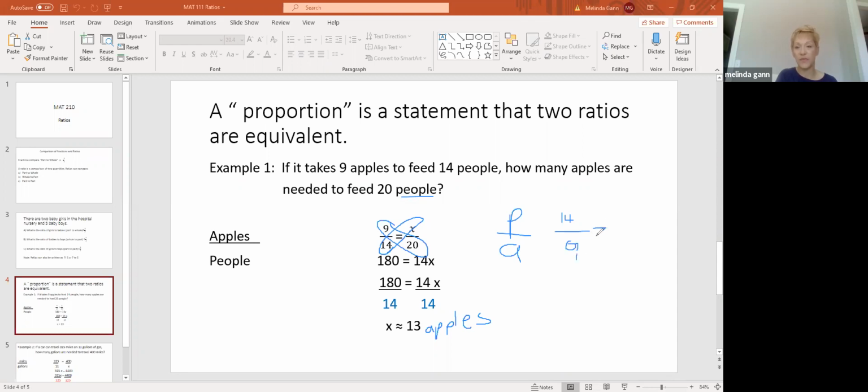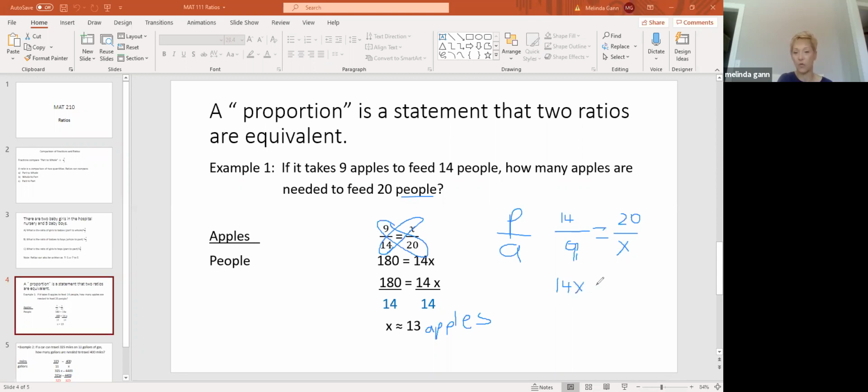Well, that would be the same thing as, and it's a sad looking little 9, isn't it? Let's try to make that look a little better. Now, I've got to decide where the 20 goes. Well, the 20 is people, so the 20 would go on top. And then I wouldn't know how many apples, so I would have an X or an A or a question mark or whatever I wanted here. So look what would happen. I would have 14 times X, and 14 times X is going to be 14X.